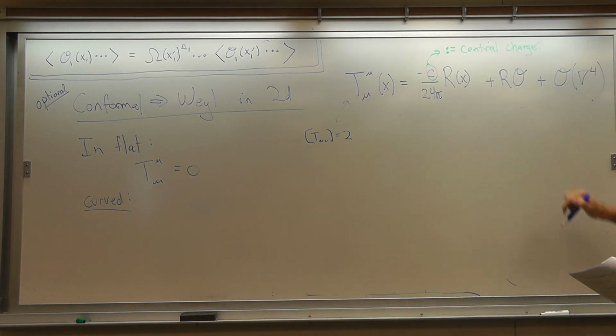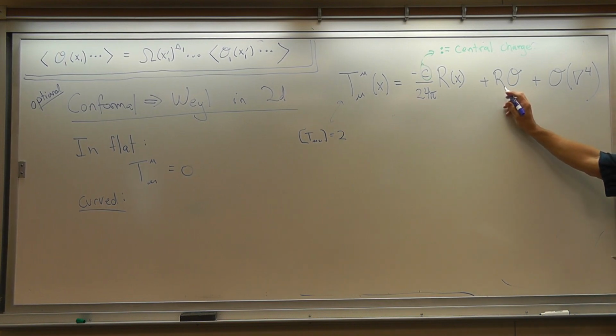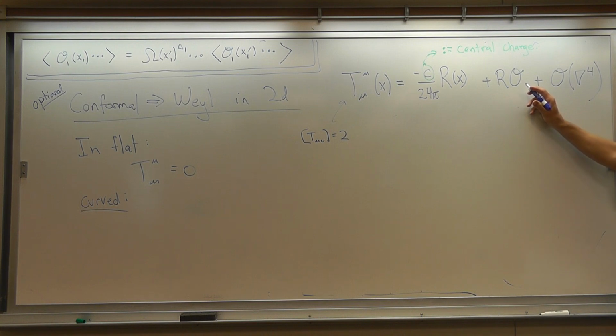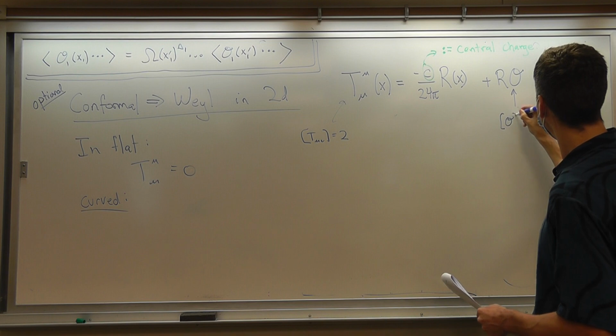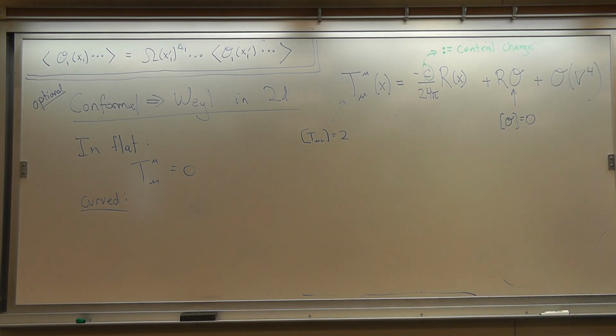Okay, so in the next term, R already has dimension 2, which means that O has to have dimension 0. So that's kind of weird, and we're going to rule out that possibility, but for now we have to allow it. Now, at fourth order in derivatives, there's various things that you can write.